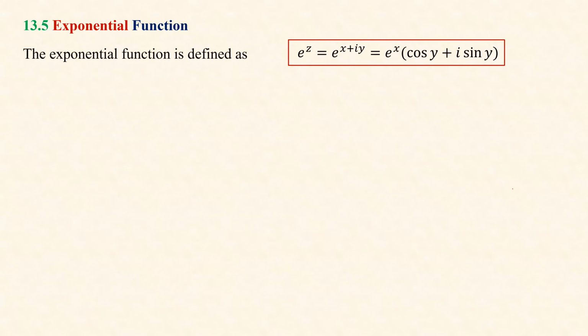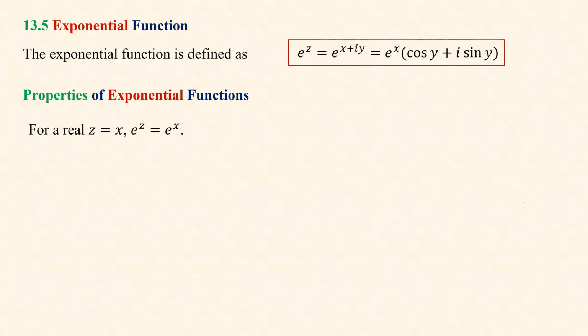Exponential function is defined as this: e to the z, which is e to the x plus iy, equal to e to the x times e to the iy, which is cosine of y plus i sine y. Remember, this is the function that we just checked is analytic everywhere, because its real and imaginary parts satisfy the Cauchy-Riemann equations. So e to the z defined this way is analytic everywhere. The properties of the exponential function are these: for a real z, which is equal to x, e to the z is equal to e to the x. So far so good.